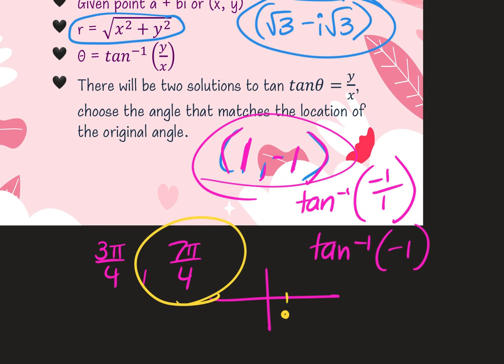How do you know the location of your point? Plot it. Your point is going to either have both x and y positive, first quadrant; negative x, positive y, second quadrant; both negative, third quadrant; positive x, negative y, fourth quadrant.